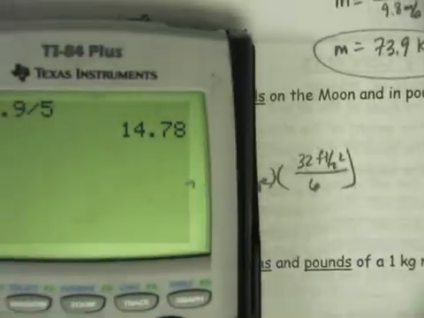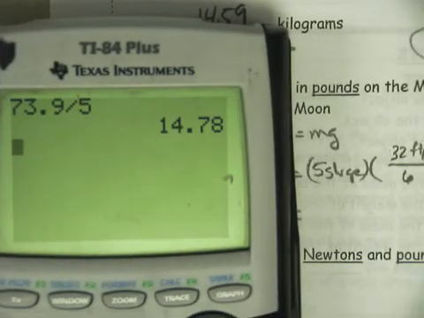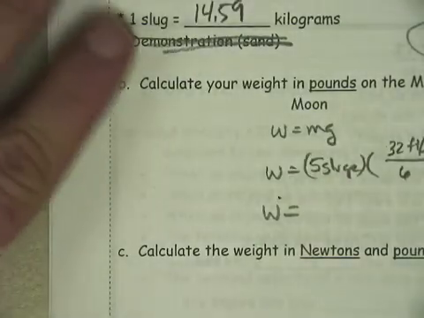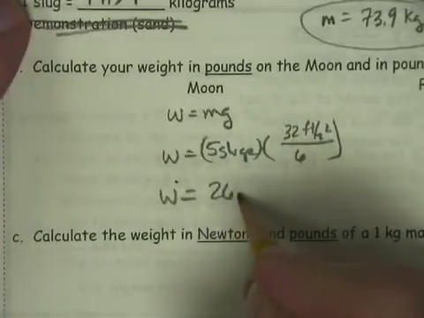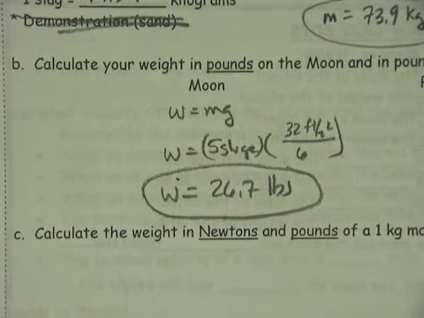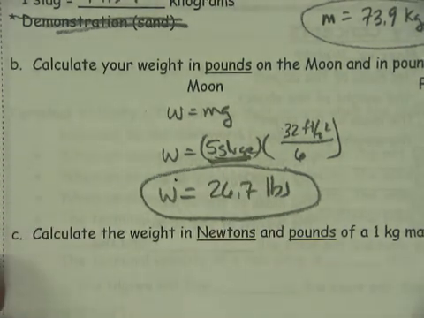So if I do 5 times 32, divide by 6, I get 26.7. So that's my weight. If I stepped on a scale on the moon, I would weigh 26.7 pounds. Wouldn't that be great? Wouldn't look any different, because what you look like, remember, is your mass.